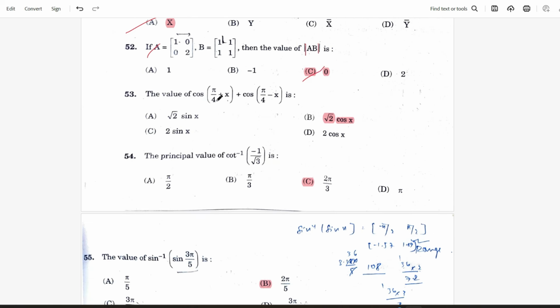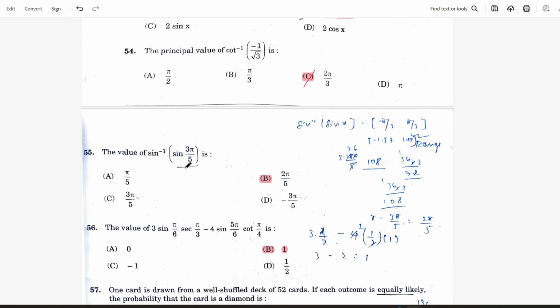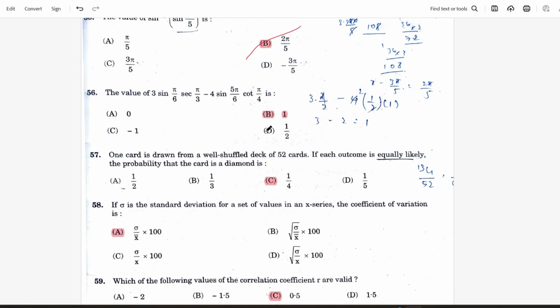The value of cos pi by 4 plus x plus cos pi by 4 minus x is option B, root 2 cos x. Some trigonometric questions are also there, and an inverse trigonometric question, question number 54, option C, 2 pi by 3. The value of sine inverse x, option B, 2 pi by 5. The value of 3 sin pi by 6 sec pi by 3 minus 4 sin pi by 6 cot pi by 4, option B.